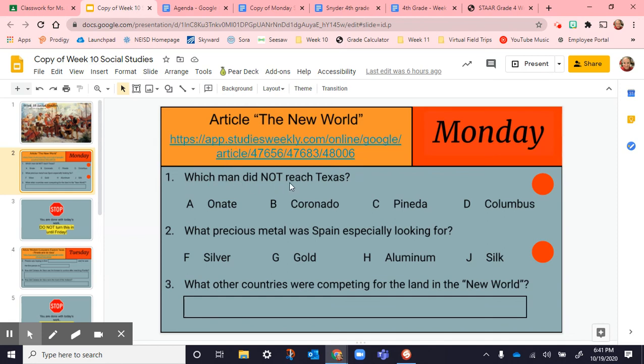It says, which man did not reach Texas? We chose three of these that the article describes, one did not, so you're going to choose the one that did not. We talked about the metal that Spain was especially looking for. And this one is talking about the other countries that were competing for the land in the New World. So again, you click on here, and this will be for Monday.